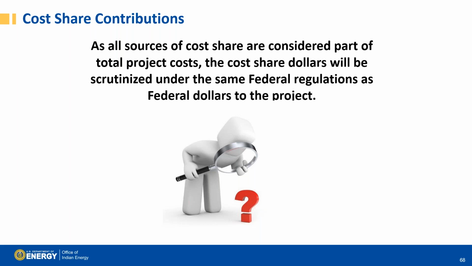All right, one final note on cost share. As all sources of cost share are considered part of the total project cost, if selected for funding, the cost share dollars will be scrutinized under the same federal regulations as federal dollars requested for the project. Specifically, all costs, whether they be requested for reimbursement from DOE or contributed as cost share, will require the same level of documentation to support those costs, as well as undergo the same level of review to determine allowability, applicability, and reasonableness, the three pillars for determining costs for DOE.